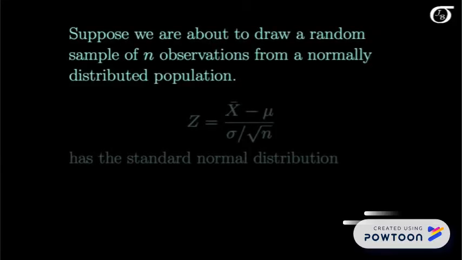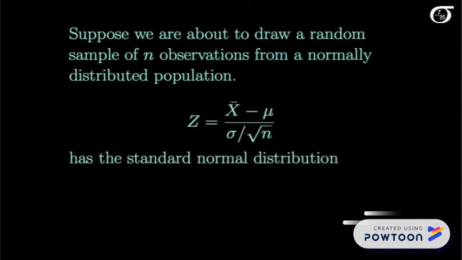Suppose we are about to draw a random sample of n observations from a normally distributed population. We've previously learned that the quantity x bar minus mu over sigma over the square root of n has the standard normal distribution, and we typically label that with the letter z. Previously, we've used this notion to construct a confidence interval for the population mean mu.